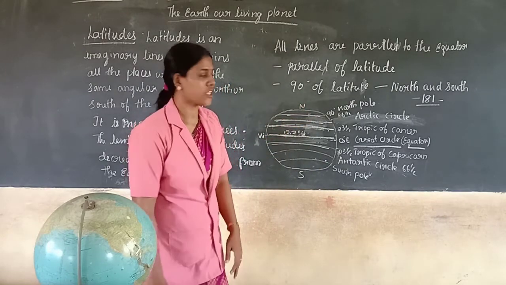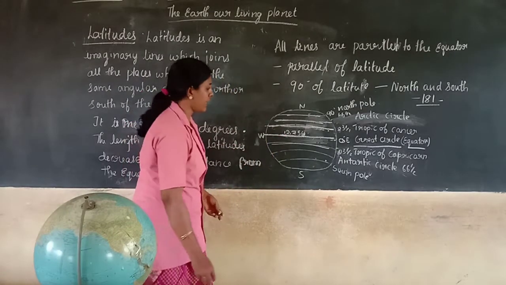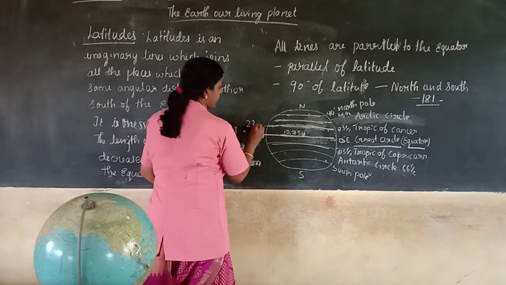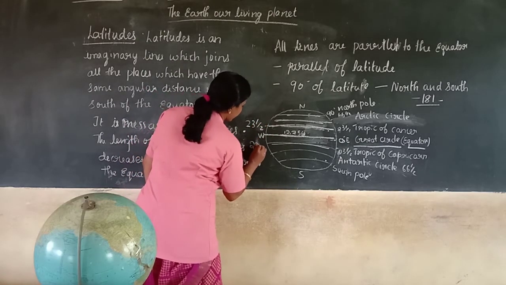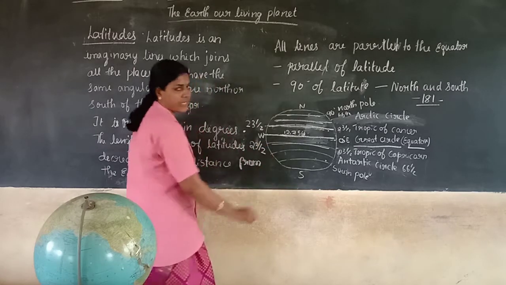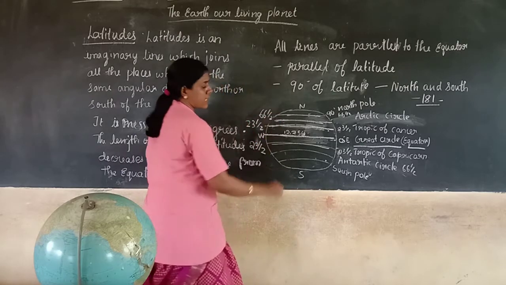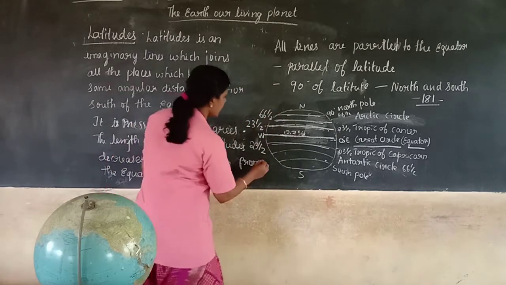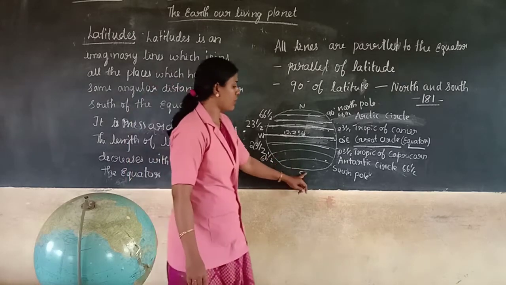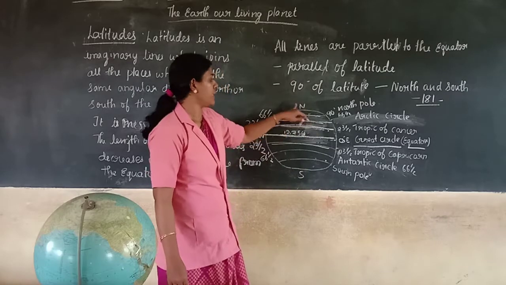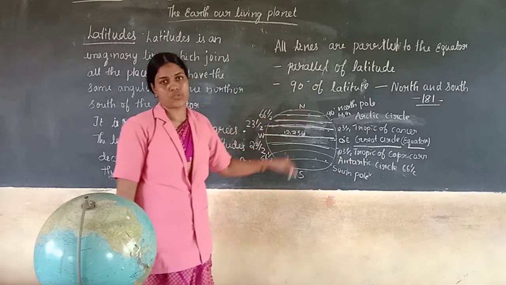What are the important latitudes? 0 degree equator. Then 23 and a half degree Tropic of Cancer. Then 23 and a half Tropic of Capricorn. Then 66 and a half Arctic Circle, and 66 and a half Antarctic Circle. Then the North Pole and South Pole. These are the important latitudes.